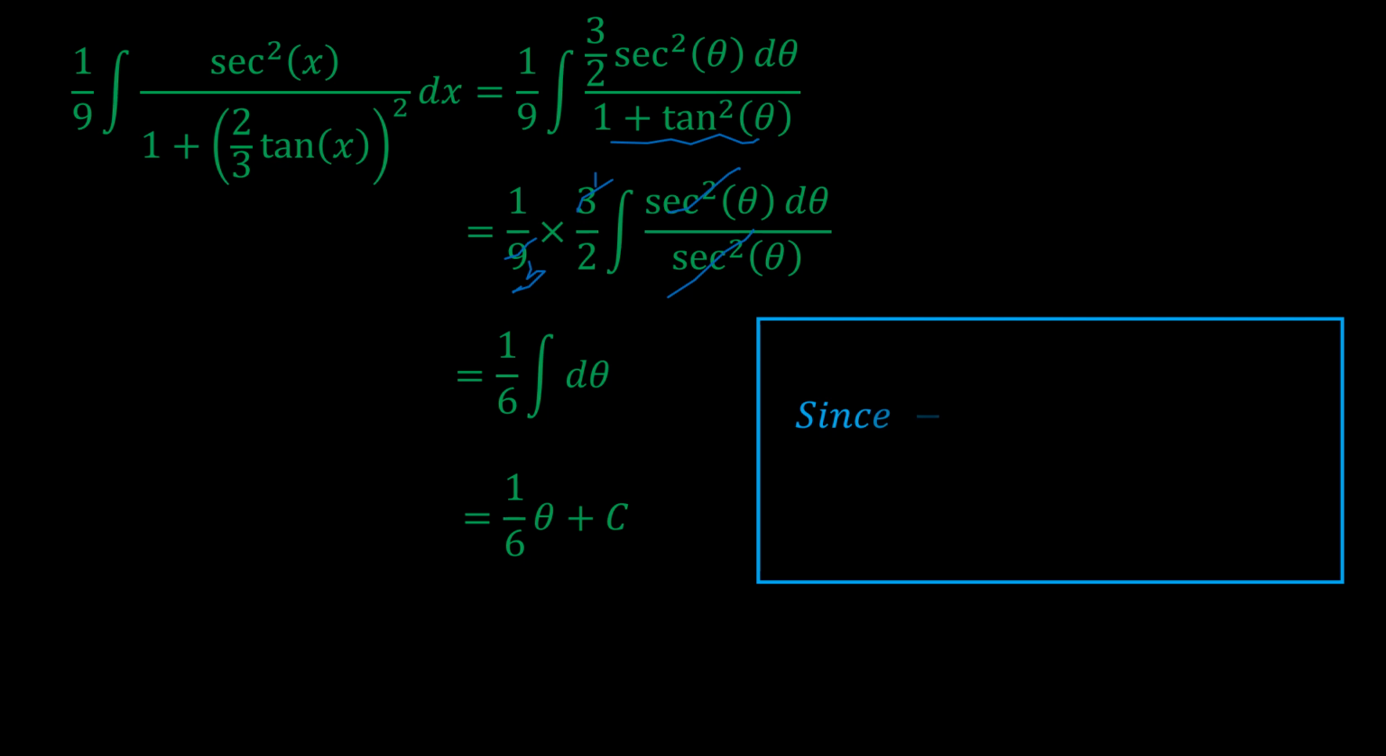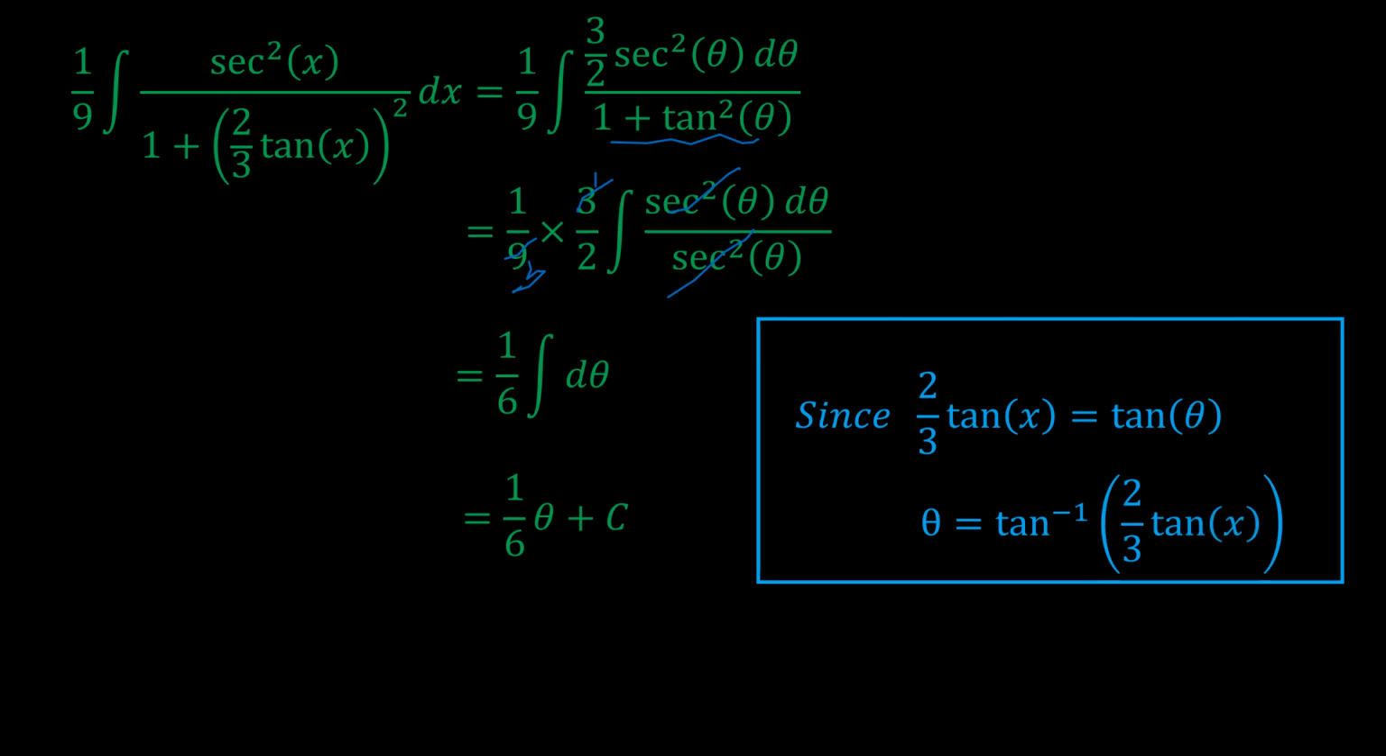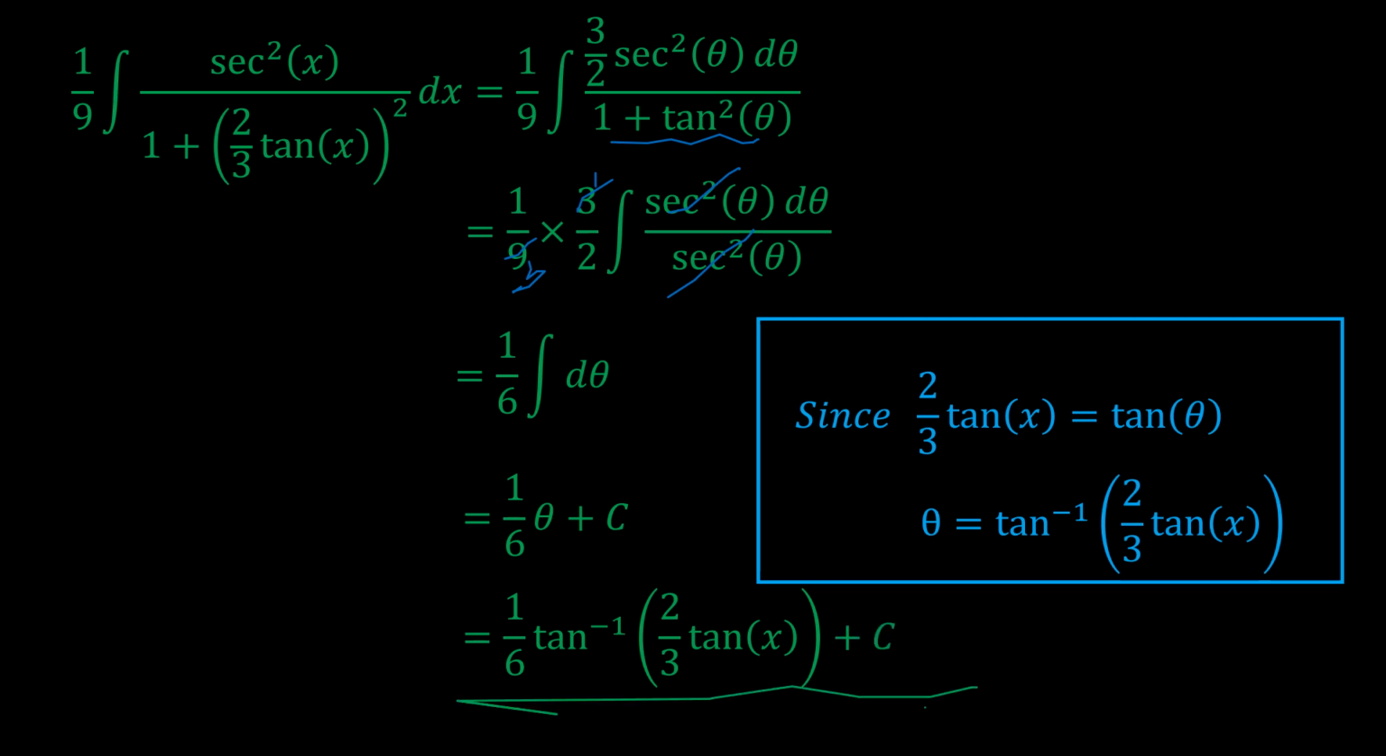But you remember we said 2 over 3 tangent x equals tangent theta. So theta is the arctangent of 2 over 3 tangent of x. So we can pull this entire thing and put it in place of theta there. So we have 1 over 6 arctangent of 2 over 3 tangent x plus the integration constant c. And that is, ladies and gentlemen, the answer that I think was required of us.